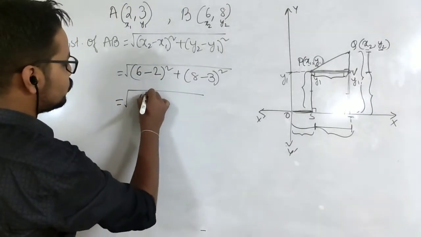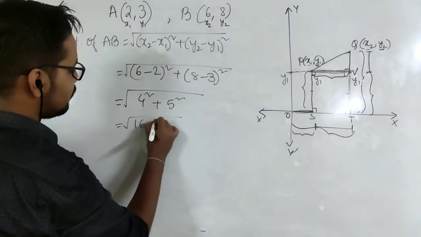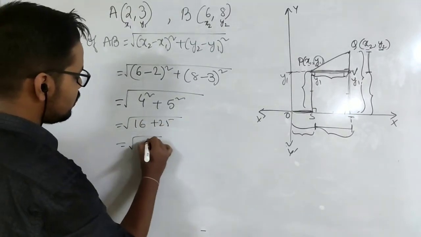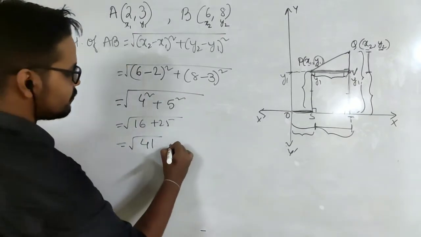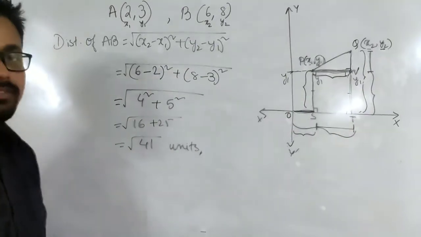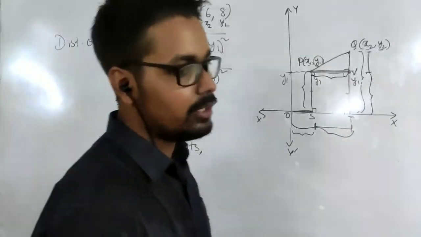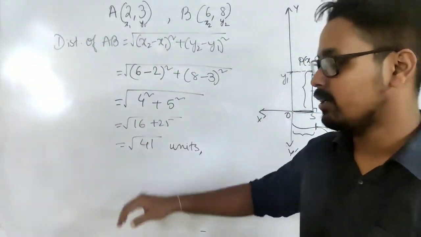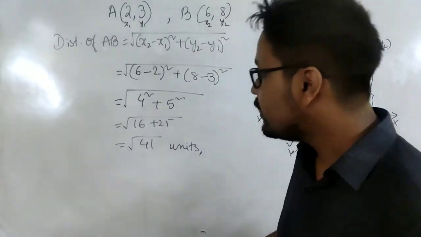6 minus 2 is 4 square plus 8 minus 3 is 5 square. So it will be 16 plus 25, which is root over 41. That means the distance between A and B is root 41 units, and that's how you find the value. If it is a perfect square, then you will get a rational number. Here it is an irrational number. So if it is a perfect square, then you can find a good proper value.